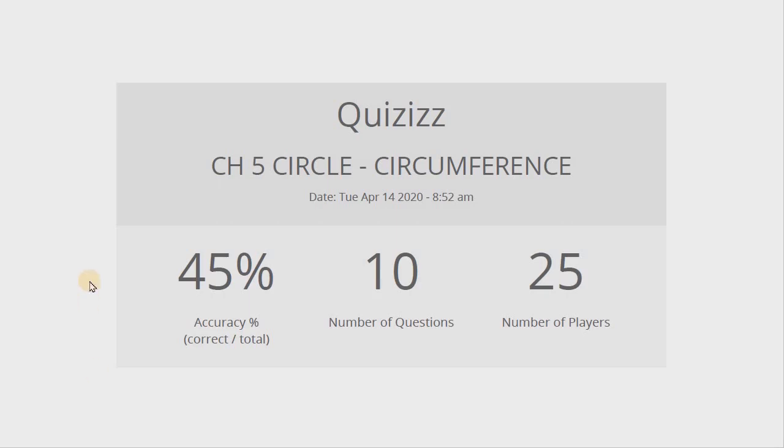Okay, as you see, this is another quiz I posted in Quizy for chapter 5, circle. This quiz is focused on the circumference of a circle. Here you see the number of players is 25, but the exact number of players is less than 25, because this 25 includes the number of repeats. So that means the actual number of players is less than 25.